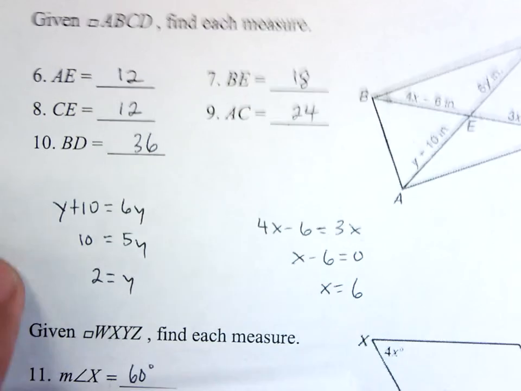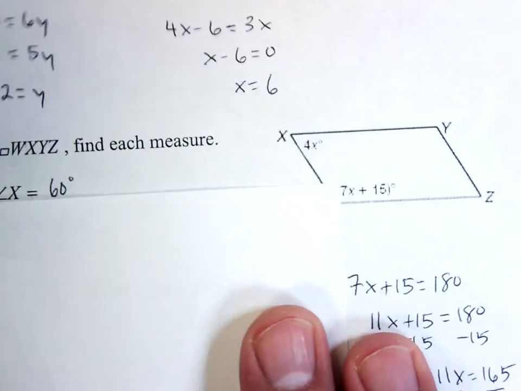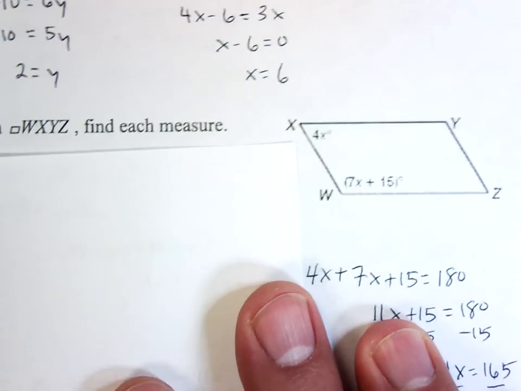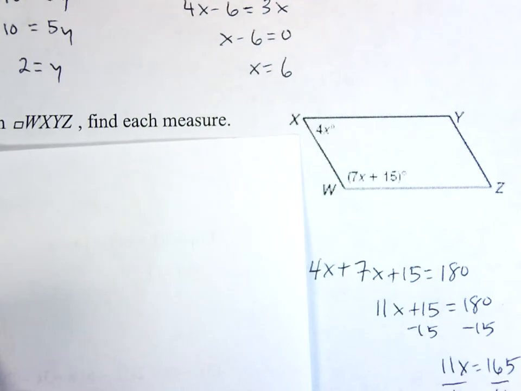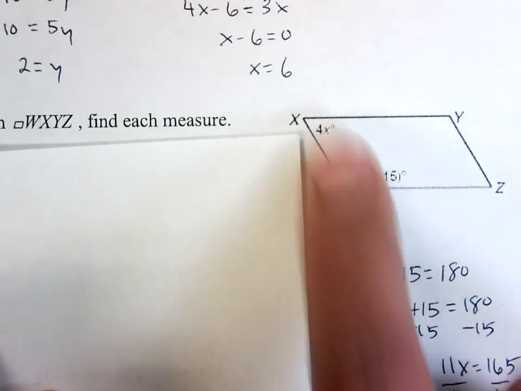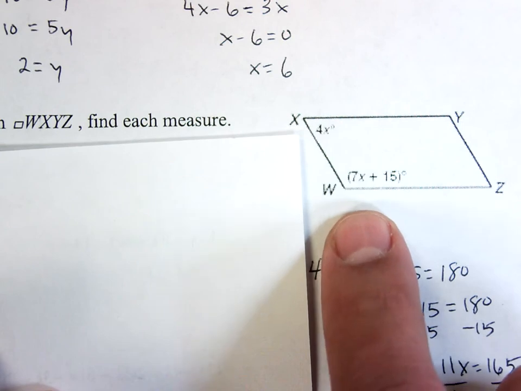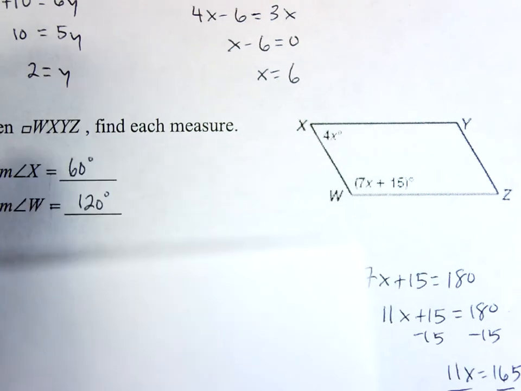All right, one more example. Again, it tells me I have a parallelogram. So again, I should know that my consecutive angles are supplementary. I should be able to add these two up, and it must be equal to 180 degrees. So that's what I did.